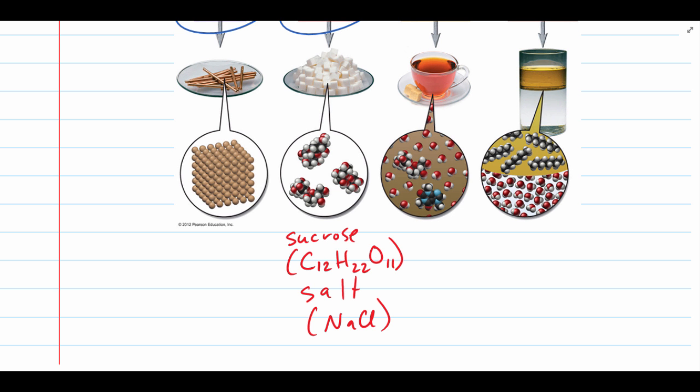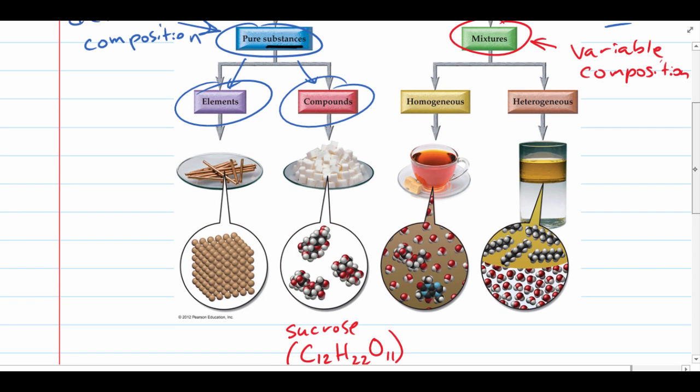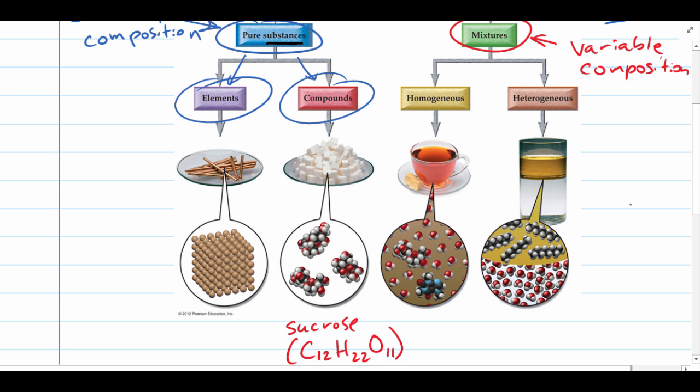So these compounds are combinations of elements in fixed whole number ratios. Then we have mixtures over here: homogeneous mixtures and heterogeneous mixtures. The prefixes homo and hetero stand for alike and different. So a homogeneous mixture is alike all the way through.